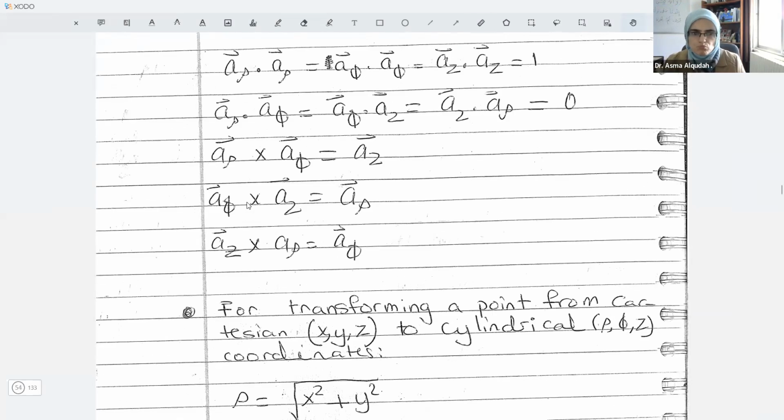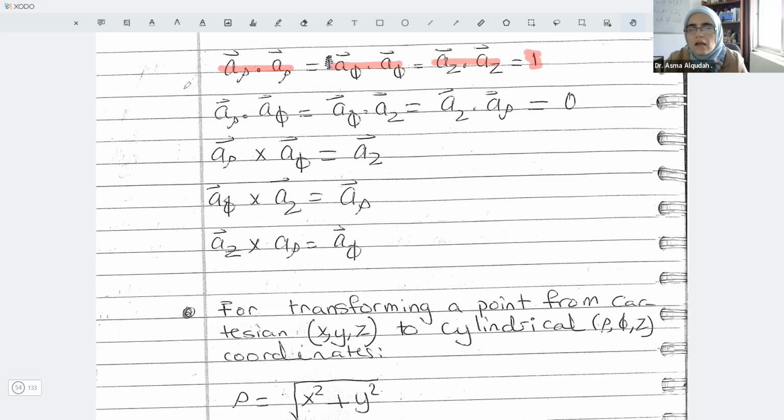Okay, now some more things to mention about the cylindrical space. If we find the dot product between any unit vector with itself in the cylindrical system, I will get a value of 1. So a sub rho dotted with a sub rho is equal to a sub phi dotted with a sub phi, and it's equal to a sub z dotted with a sub z, which is equal to the value of 1.